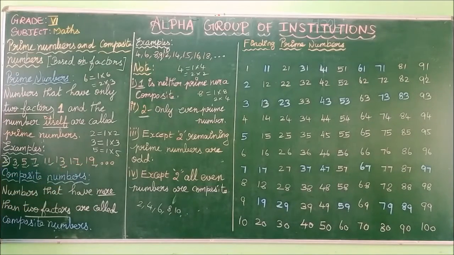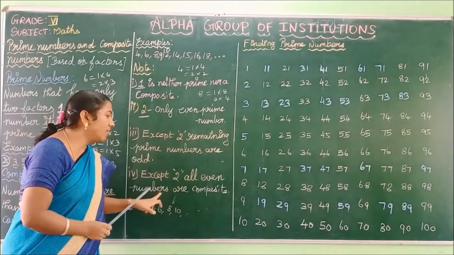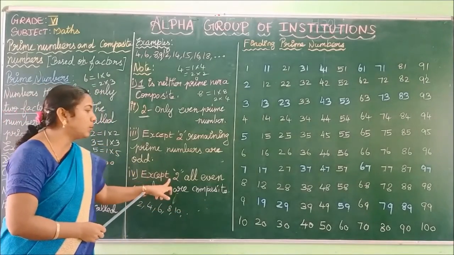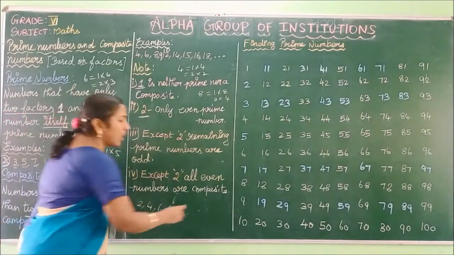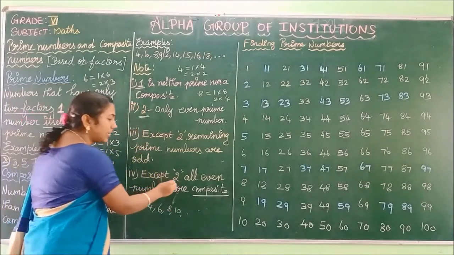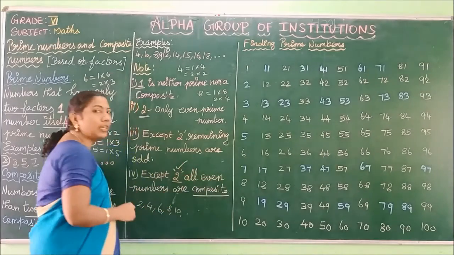They are called odd numbers. That's why they say except 2, all even numbers are composite. In the 1 mark they will ask a question like this: except 2, all even numbers are dash. So you have to write composite. Or: except dash, all even numbers are composite. In that case you have to write 2.